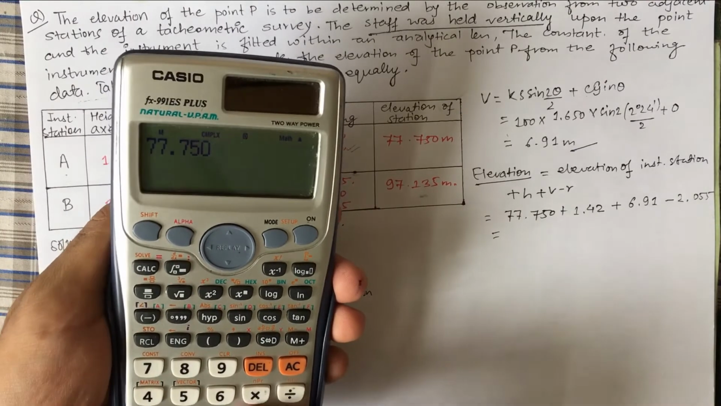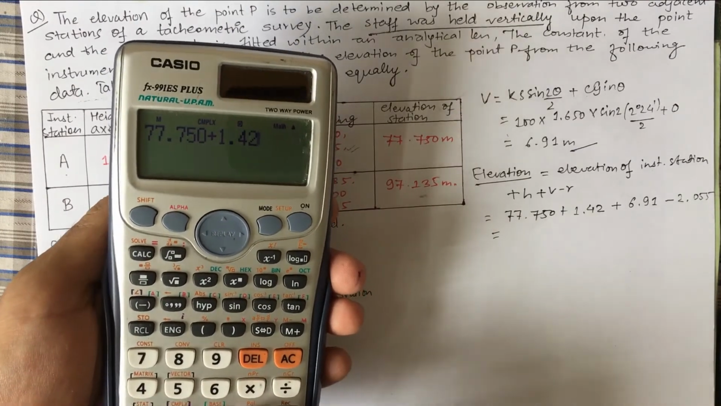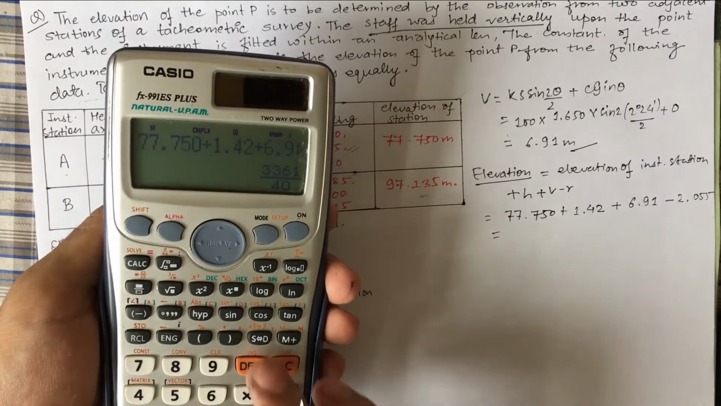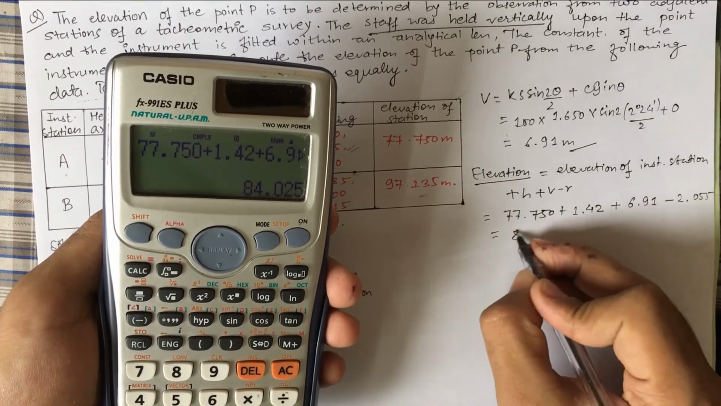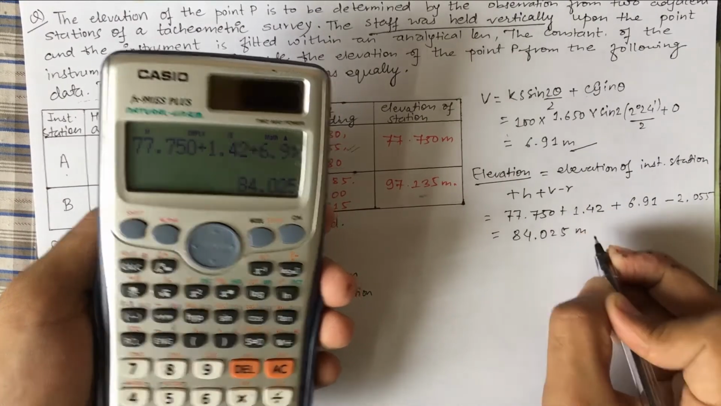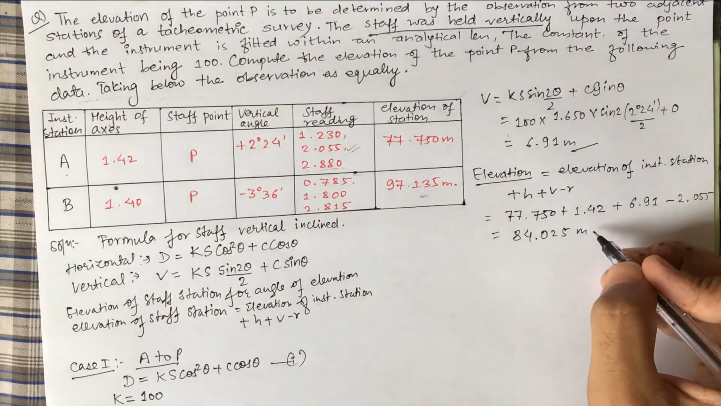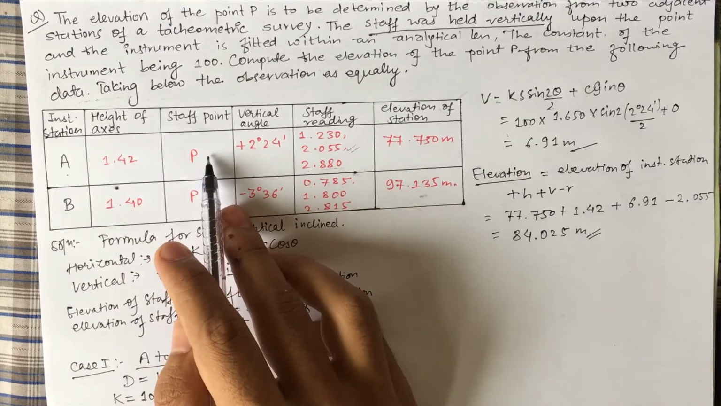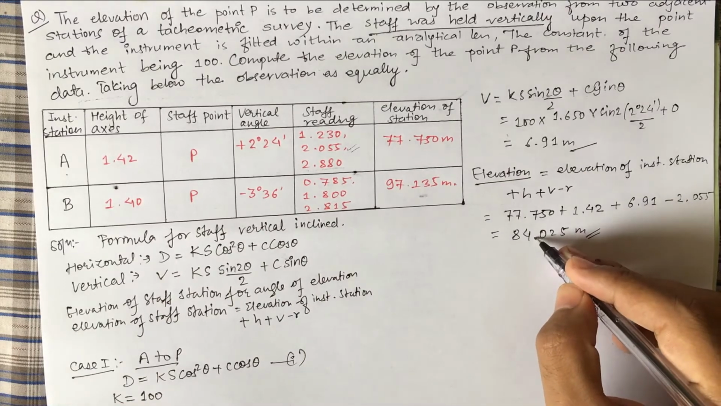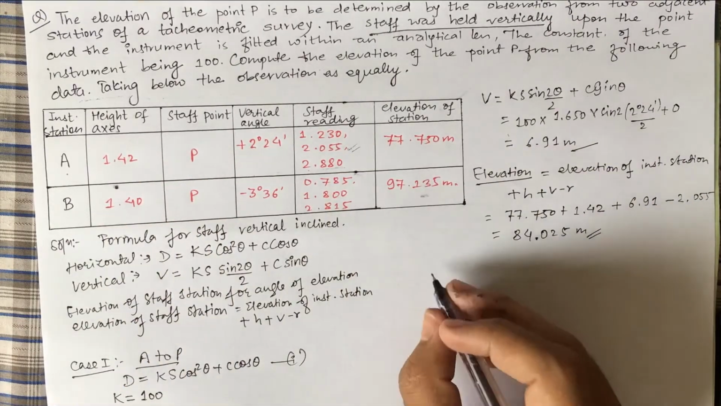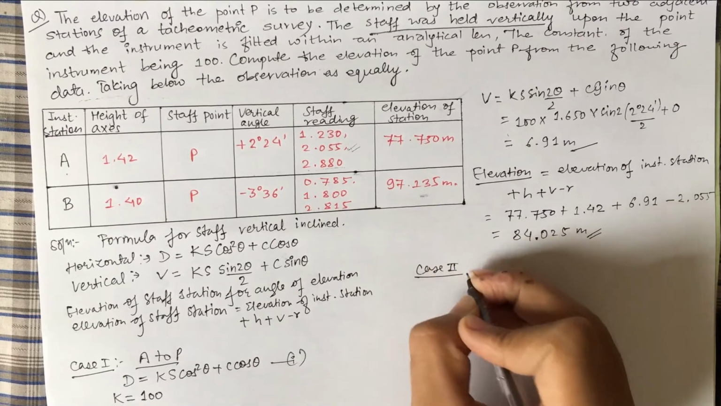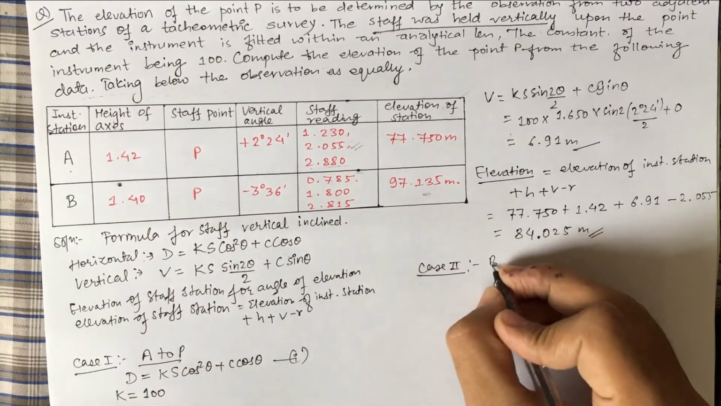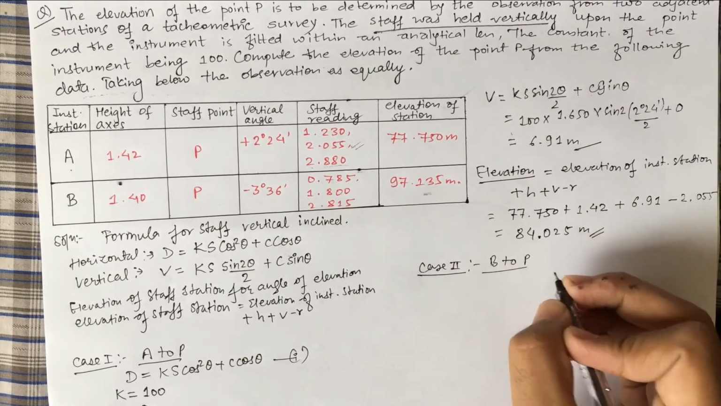77.750 plus 1.42 plus 6.91 minus 2.055. Okay, that will be 84.025 meter. Friends, we have to find the elevation for the point, for the station A of the staff point, that is P. So our elevation will be 84.025 in the given requirement. Now for case 2, with the same concept, we'll solve this. So it will be point P to P.